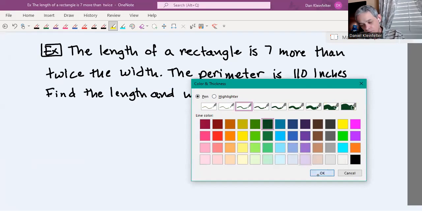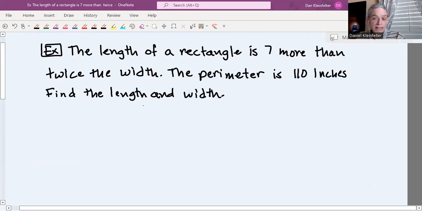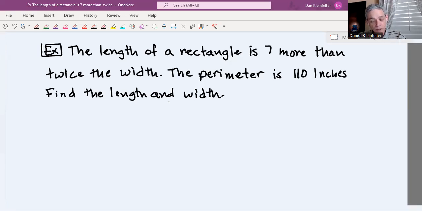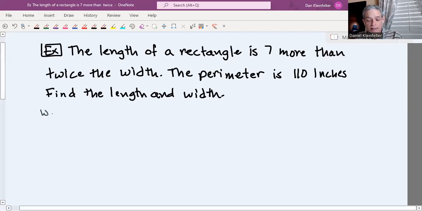And the perimeter is 110 inches. We want to find the length and width. So here, notice again, we're trying to find two things, both the length and the width, but we're going to do this with one variable. So we're told that the length is 7 more than twice the width. So I'm going to let W be the width, and then we'll describe the length in terms of the width. So if W is the width, the length is 7 more than twice the width.